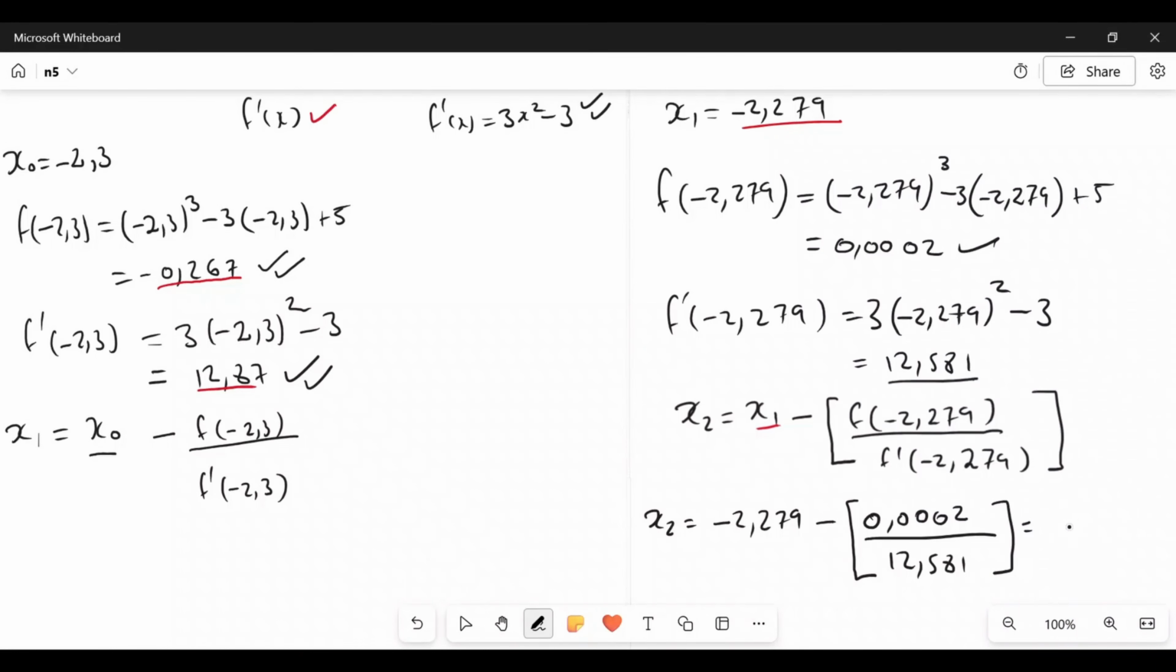The answer I'm getting here is negative 2,279. So it doesn't change as much. As you can see, this here is x2, the same as this one here, x1. Basically, this method that we just used is to get the root, or the x-intercept, closer to the correct one. Since it doesn't change that much, it means that our answer is actually negative 2,279.